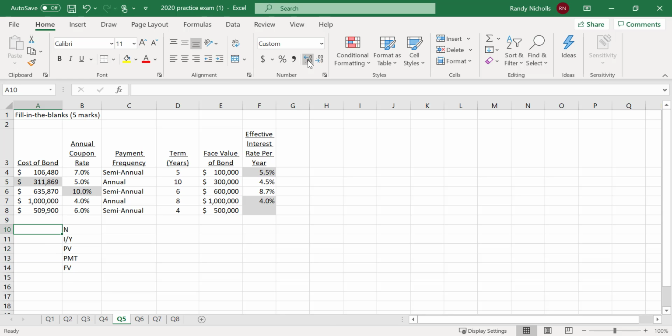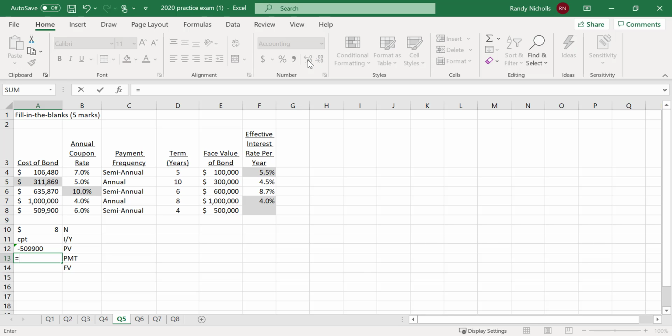And then the last one, I got a 4-year bond that's semi-annual, so it's 8 N. IY, I'm computing. My PV is 509,900. My payment is 500,000 times 6% times half a year. And my future value is 500,000.